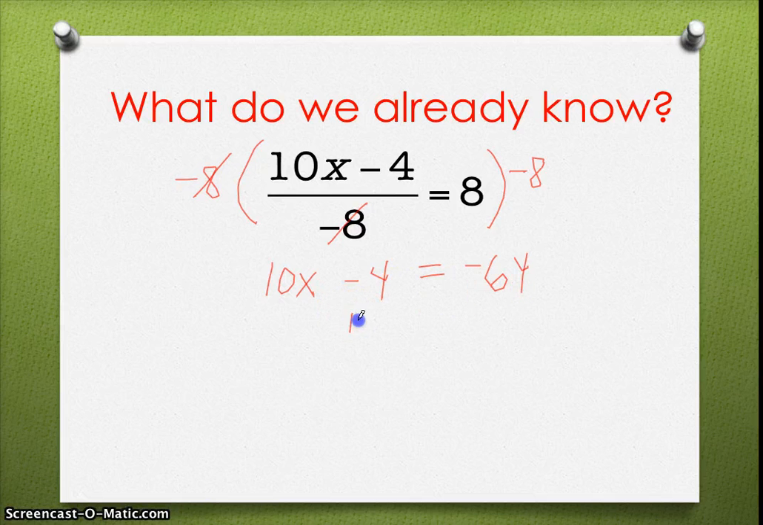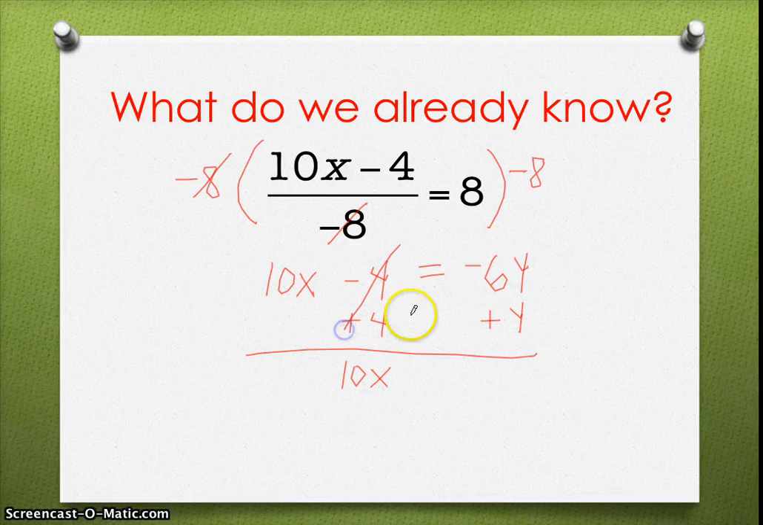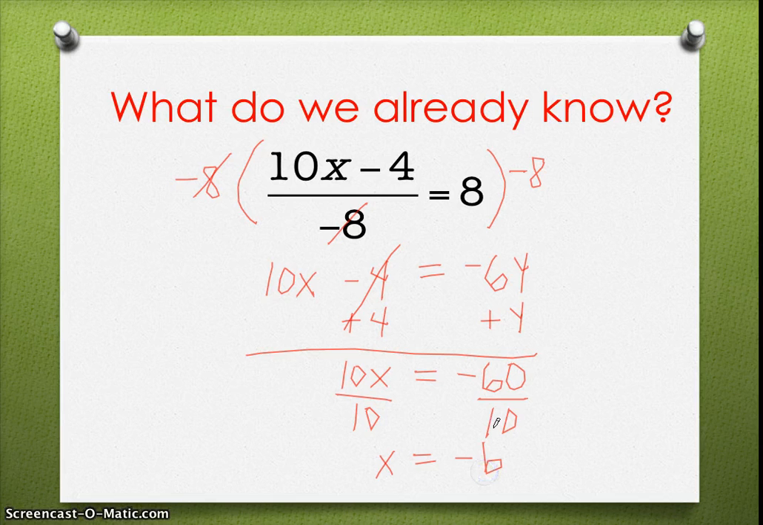Our next step is then going to be adding 4, like we just decided in our O.I.R method. And then we are left with 10x because +4 and -4 cancels out to 0. This is going to be -60 because a -64 and a +4 gives us a -60. And then we're going to close out by dividing both sides by 10. So we get an answer of x equals -6.